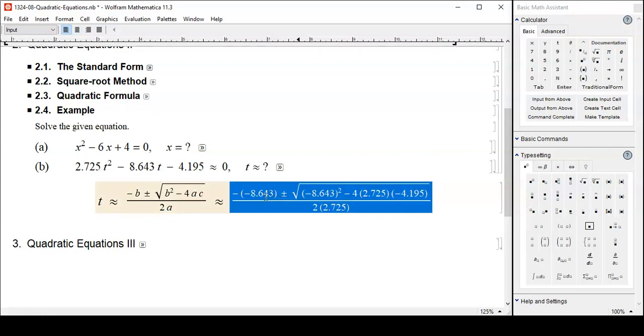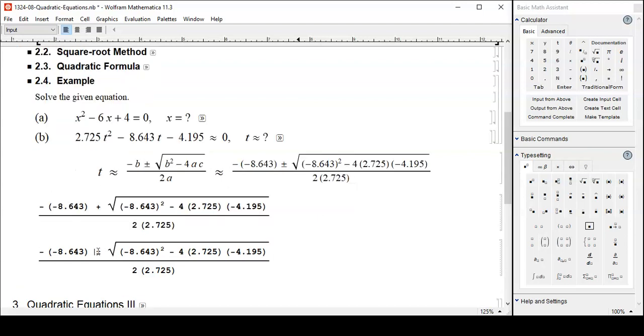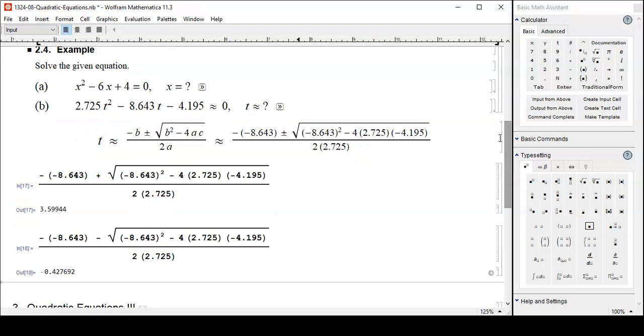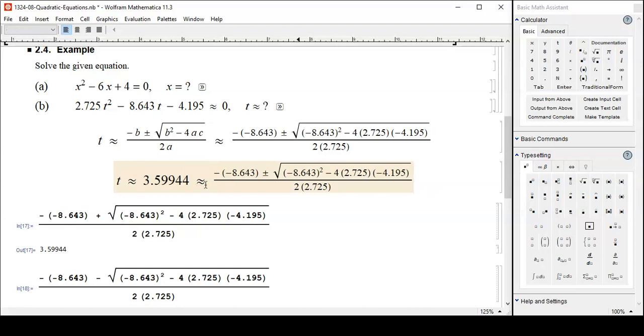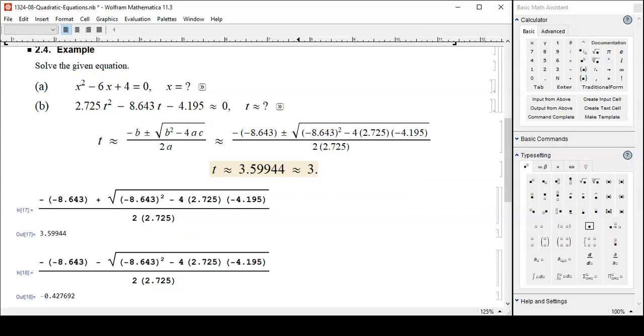Here, let me use Mathematica for that. And Mathematica will not understand plus or minus. It can write like this, but as far as computation is concerned, I have to specify so that it can calculate. So plus square root, minus square root, we get those two solutions. So in other words, t is approximately equal to 3.599 something, which is about 3.60.